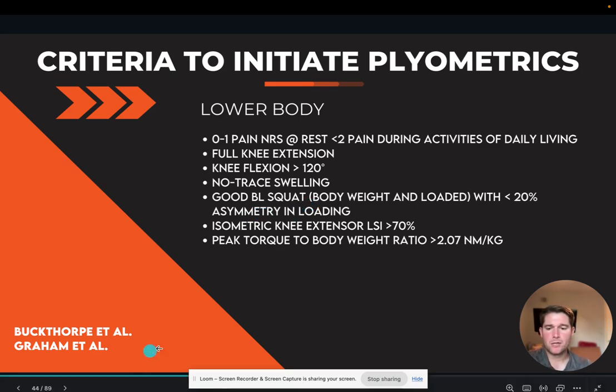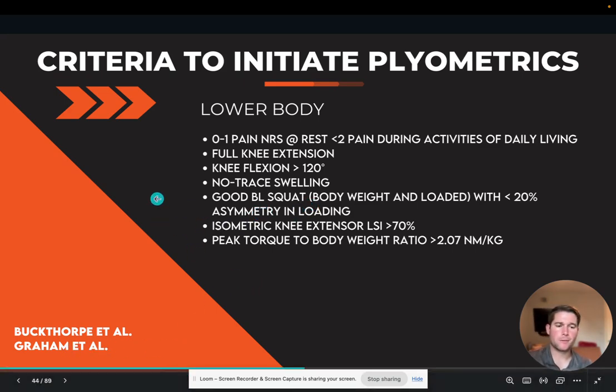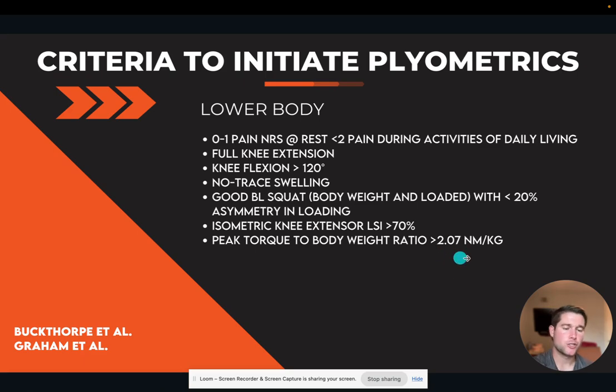Now, Graham et al., Megan Graham, came out with a paper a year ago, I believe, looking at power development and jump performance and how it relates to quadriceps strength, especially knee extension torque. What she found was that when individuals were above 2.07 Newton meters per kilogram, they demonstrated better jump performance and more symmetry, as opposed to those who were below this number. So for her, it was a good indicator.